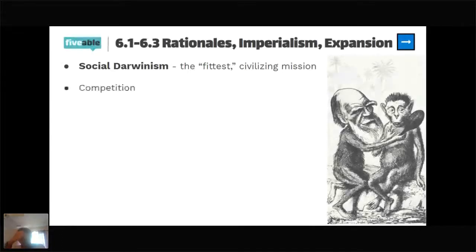Also, imperialism obviously involves competition, but we already saw this before. We already saw this in the age of exploration: Spain and Portugal, France and Britain. Now we see a lot more of that, because now we see more players. We see the U.S., we see Japan.